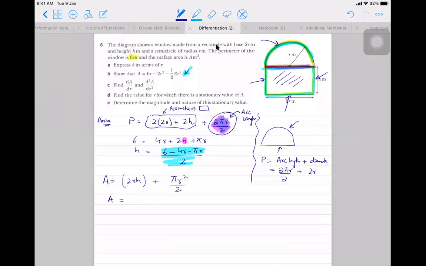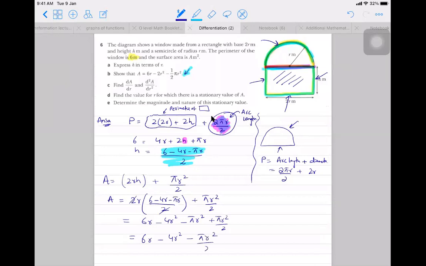Okay, now 2r times h, where h is 6 minus 4r minus pi r upon 2, plus pi r squared upon 2. 2 and 2 can be cancelled out. You are going to get 6r minus 4r square minus pi r square plus pi r square upon 2. So 6r minus 4r square minus pi r square upon 2. Achha.